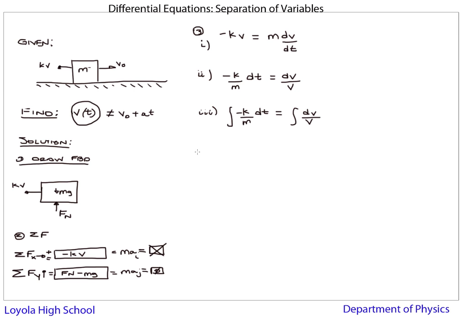So the next step, step 4 I'll call it, is I'm going to integrate. So this becomes minus k over m, and the integral of a dt is t plus a constant. Call it constant 1. On this side, the integral of dv over v is ln of v plus a different constant, constant 2.